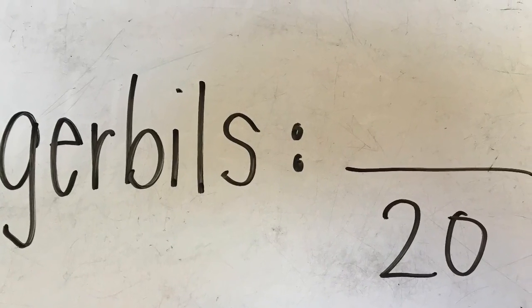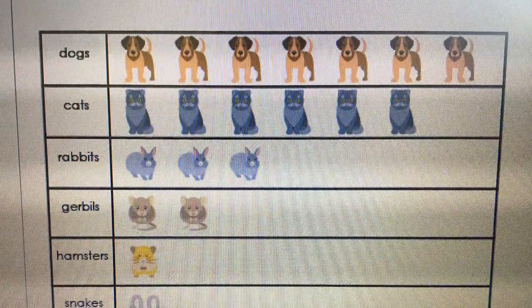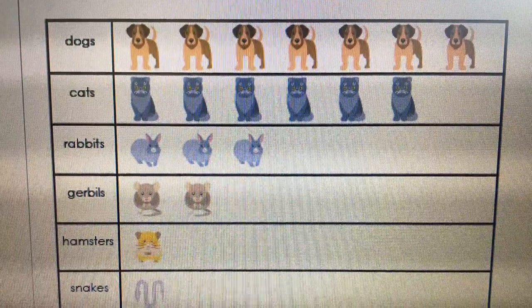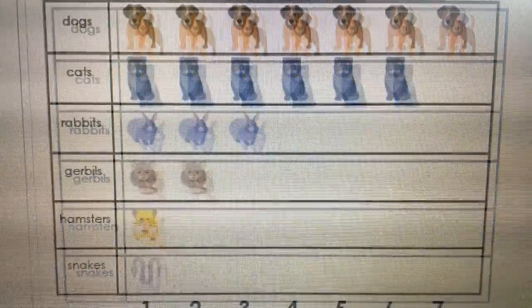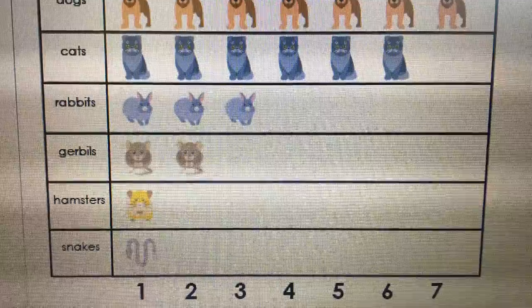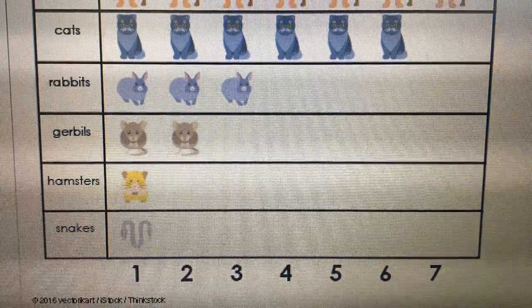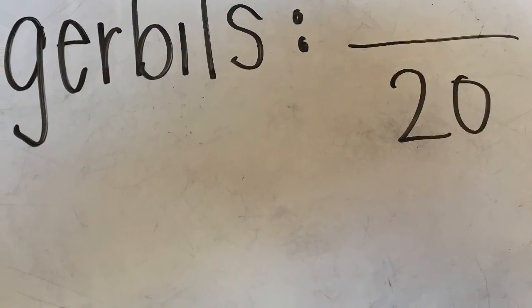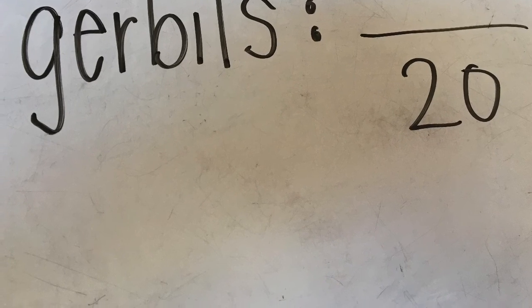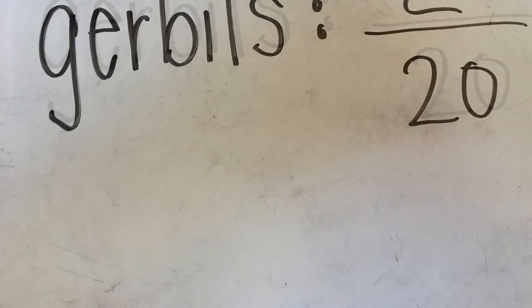All right, next one is gerbils. So 20 is the 20 cards, so 20 is the denominator. Now we need to look at how many gerbils there are. I see 2 cute little gerbils staring at me. So my numerator will be 2. 2/20 gerbils.